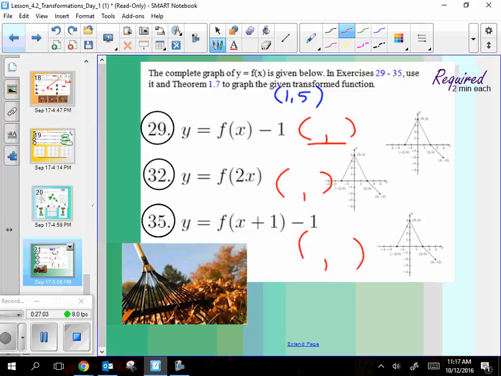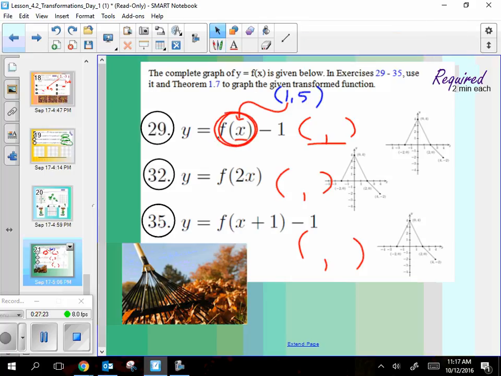And I strongly recommend you use the system, because the ones we do on the test will not be the easy kind, like where you can just go, oh, move it to the right one. We will have like 5 things going on. You'll need the system, where you set the x equal to whatever's in there, and the y is this whole thing.